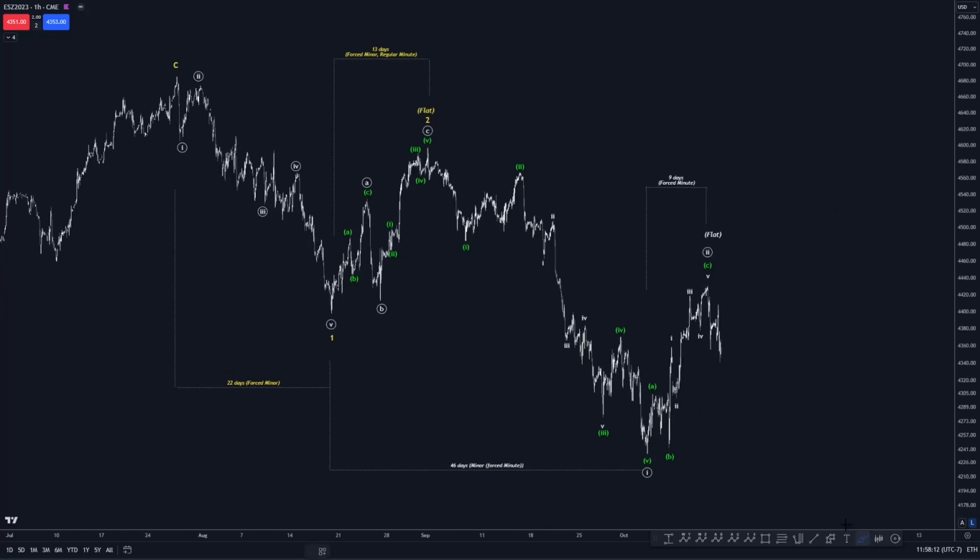Lastly, just pivoting back to what I said about the impulses, I don't like how this impulse, this minor degree impulse, was only 22 days. It's really a forced minor. And when we look at the second impulse, the minute degree impulse, it was 46 days, which is more of a minor degree. So they're kind of flip-flopped. This one is more of a timing of a correction for a minute wave, and this one is more of a timing of correction for a minor wave. So just very odd and questionable.